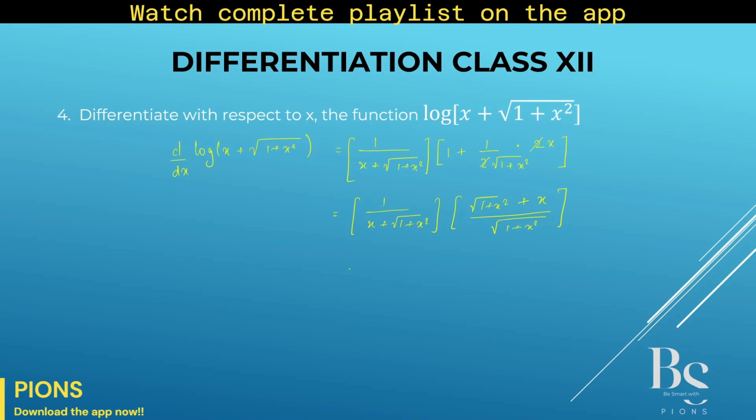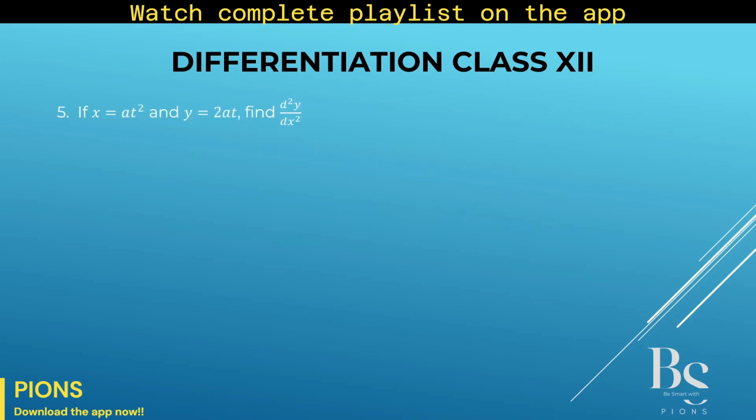Now, if you look at the numerator of this bracket and the denominator of this second bracket, they will cancel out straight away. So what you are left with is 1 by root under 1 plus x square. This is your final answer to question number 4. Done. Let's move to the fifth question.